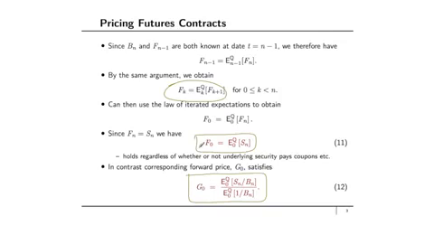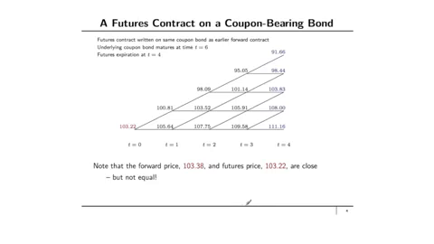In general, interest rates are not deterministic. I cannot take the 1 over Bn outside the expectation here, and in fact these two expressions then do not agree. So now let's compute the fair value of the futures contract on the same coupon-bearing bond that we considered in the last period.